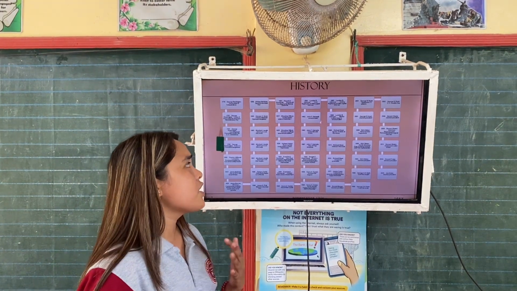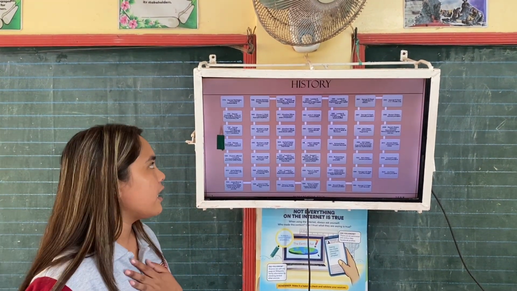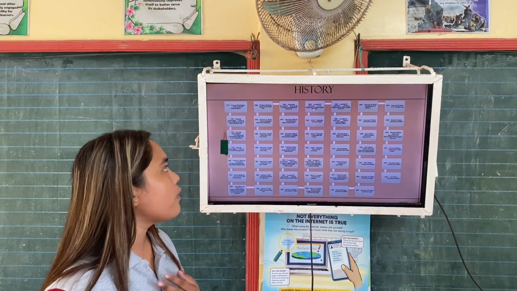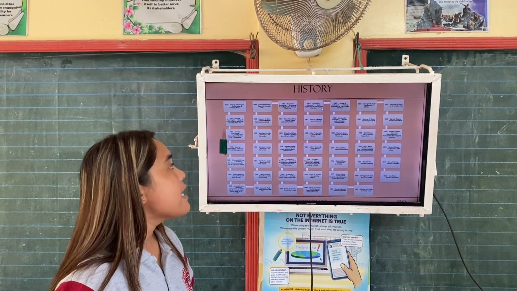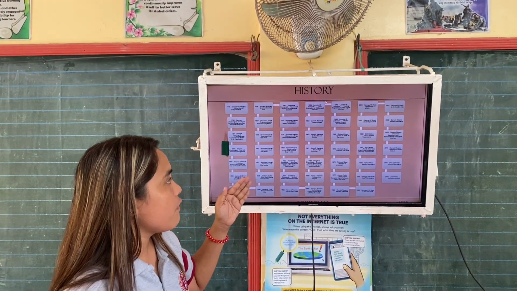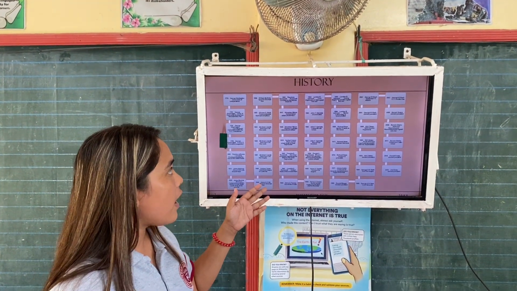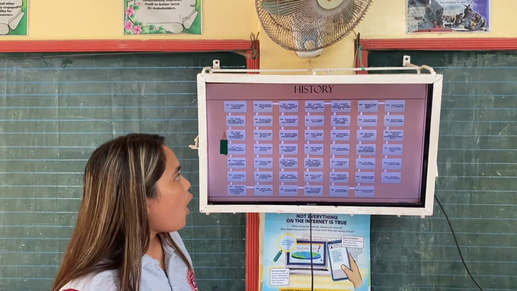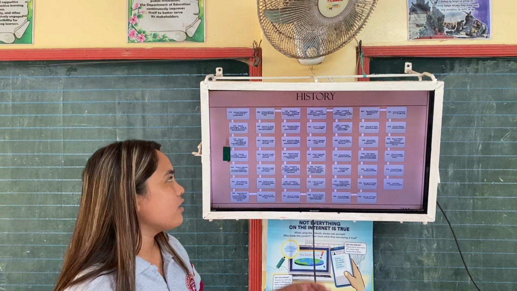1963, John F. Kennedy is assassinated. And in 1964, Lyndon B. Johnson, the Civil Rights Act of 1964 was signed into law. That happened in 1964. And then followed by 1965, Lyndon B. Johnson, the Voting Rights Act of 1965 was signed into law.